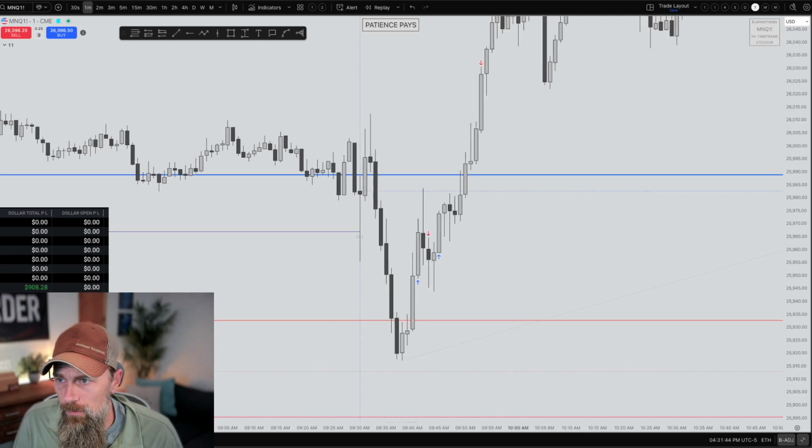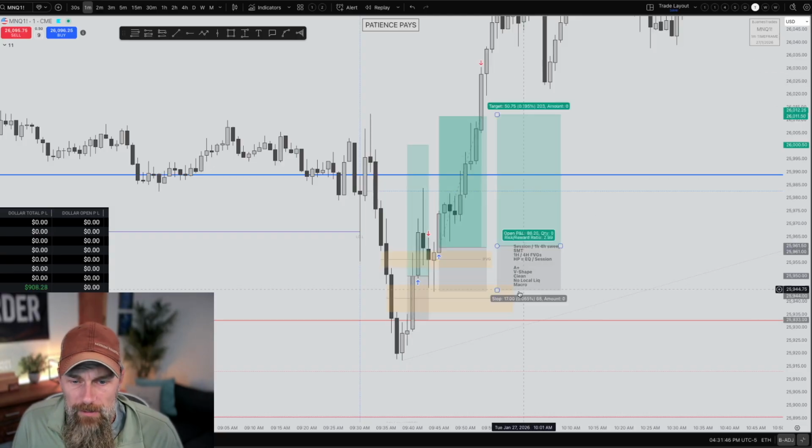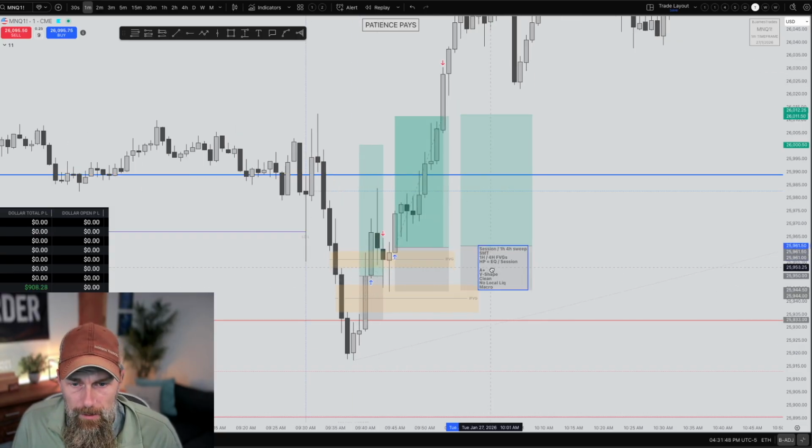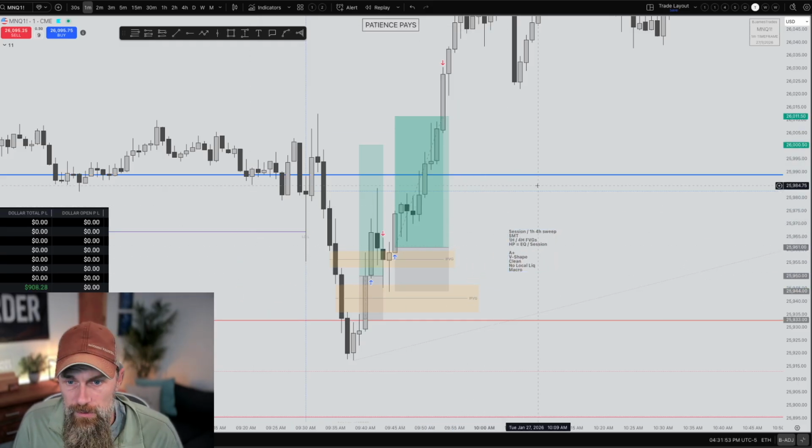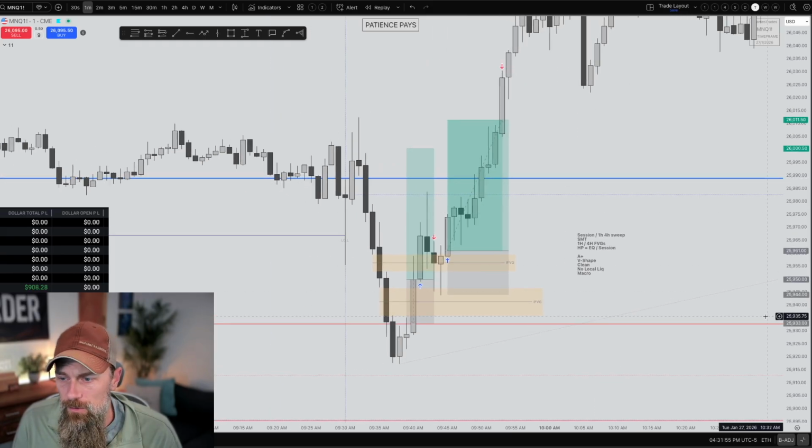And I'll walk you through what ended up happening. So everything that I was looking for was down in here. Here's the criteria that was met on this trade. I'll put it over here so make sure you can see it. And let's zoom in here just a little bit.